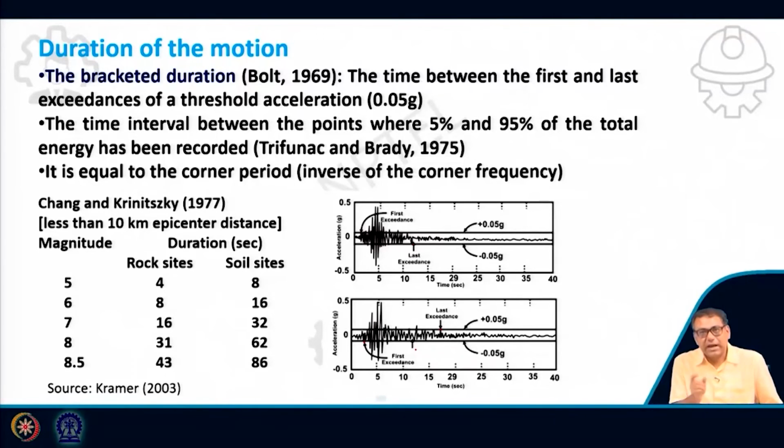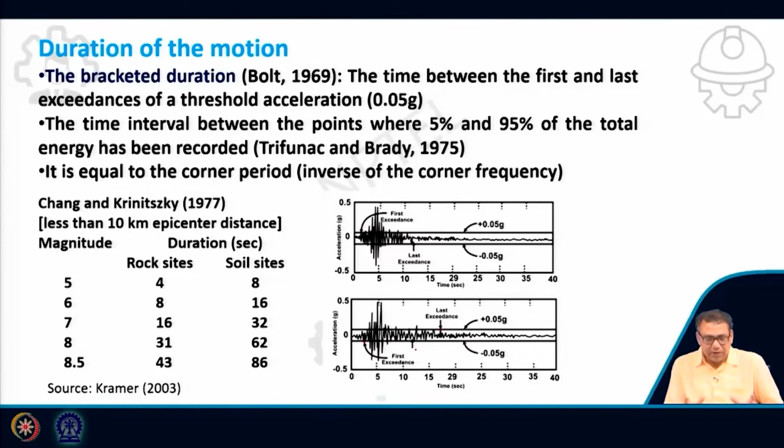Now another way it can be defined: the time interval between the points where 5% and 90% of the total energy has been recorded can also be treated as the duration of motion. Or it is also defined as equal to the corner period, the inverse of the corner frequency. I have already discussed what corner frequency is.